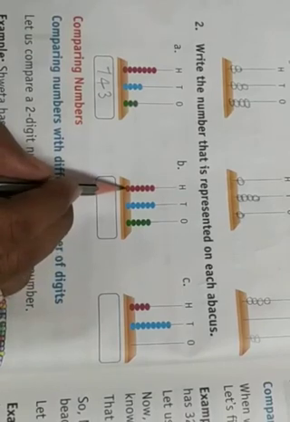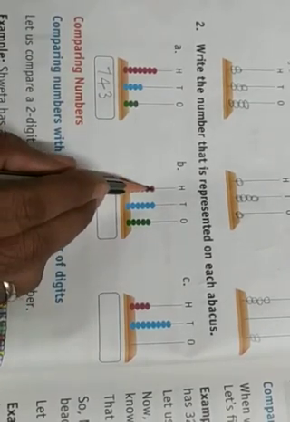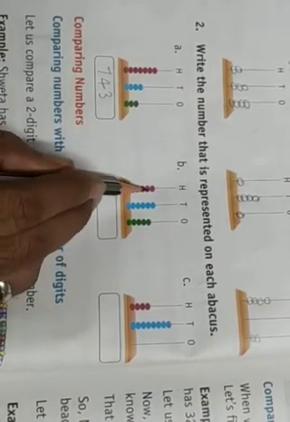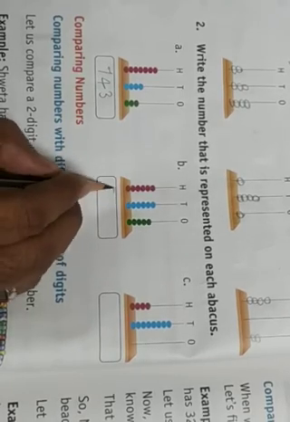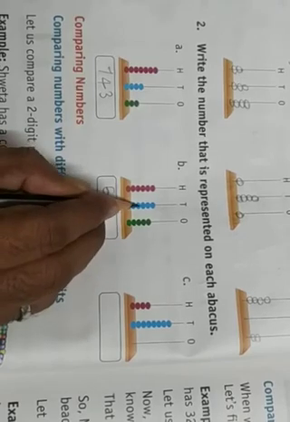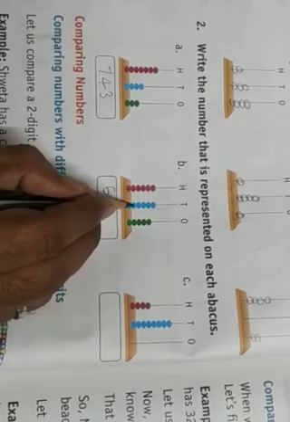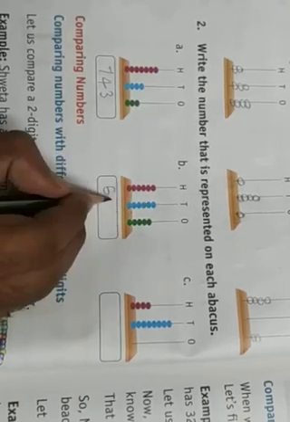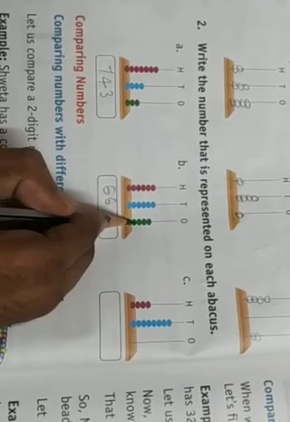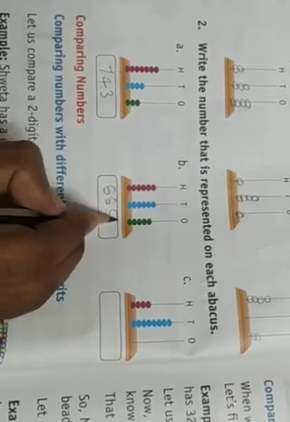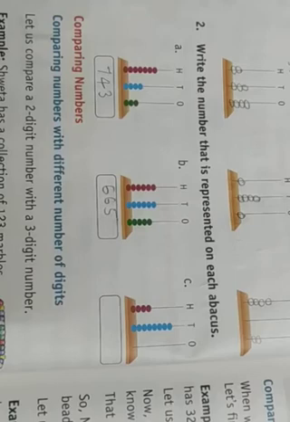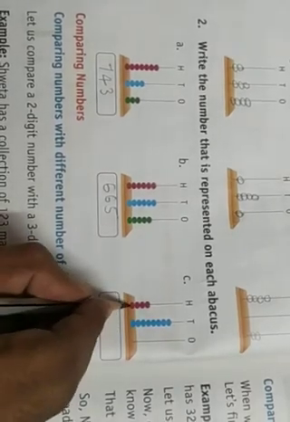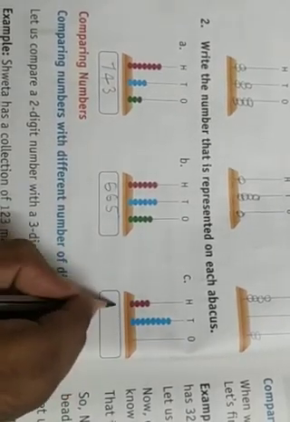Now 1, 2, 3, 4, 5, 6. 600. Then 1, 2, 3, 4, 5, 6. 60. Then 1, 2, 3, 4, 5. 5. So the number is 665. 665, right?